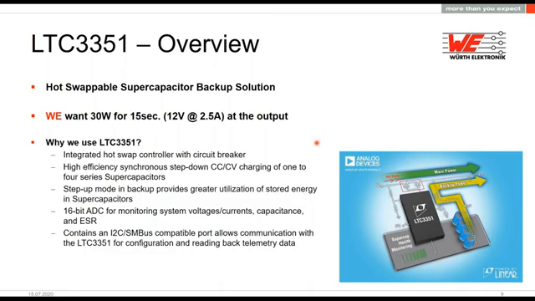We have further advantages like high efficiency, synchronous step down, constant current, constant voltage charging, and we can place 1 up to 4 supercapacitors in series. Also, in the backup mode, it's a step up converter, and the IC has interfaces like I2C or SMBus, and you can transport data via I2C to a display, for example, to an Arduino, and manage the data you get from the IC.